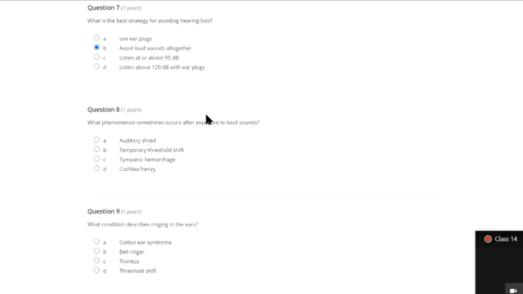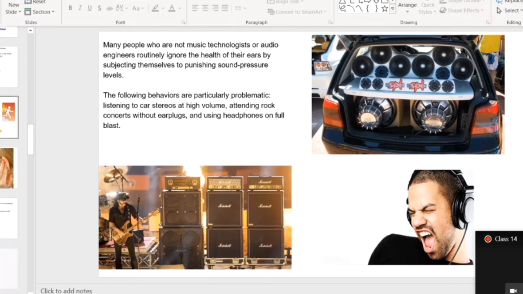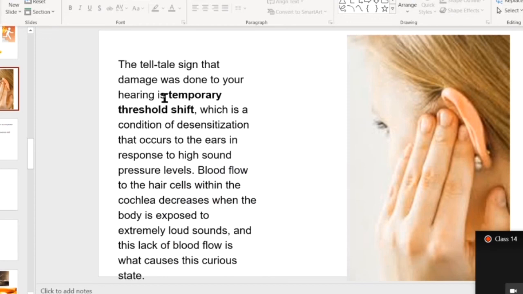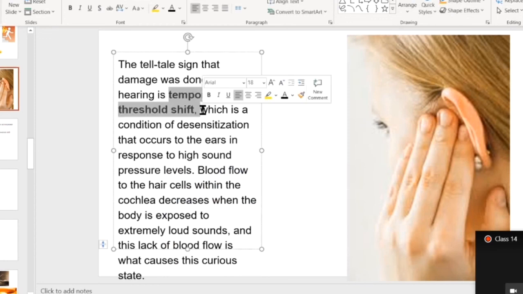The phenomenon sometimes occurs after exposure to loud sounds. So if you do find yourself in a loud listening environment, you might experience not cochlea frenzy or tympanic hemorrhage or auditory shred, but a phenomenon called temporary threshold shift. And this is a desensitization of your hearing coupled with the feeling of cotton being shoved in your ears. And there might even be buzzing or hissing, some sort of tinnitus accompanying it.